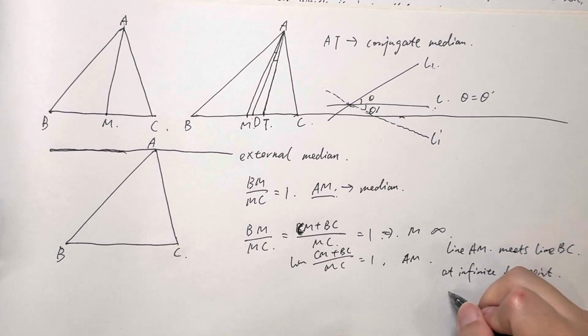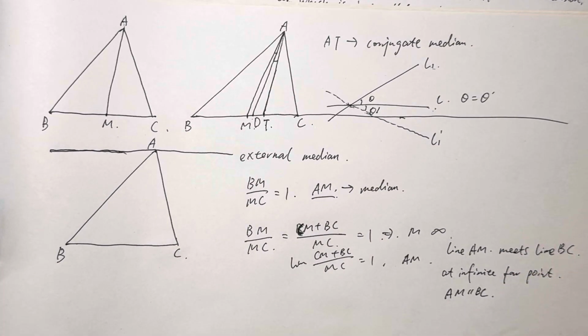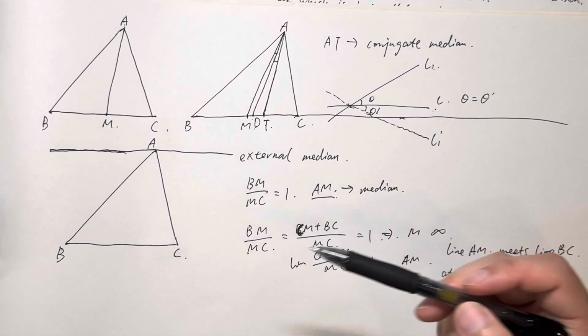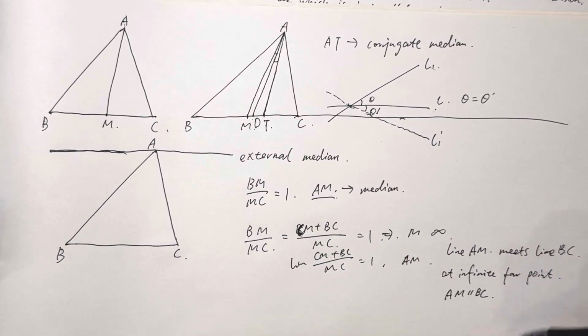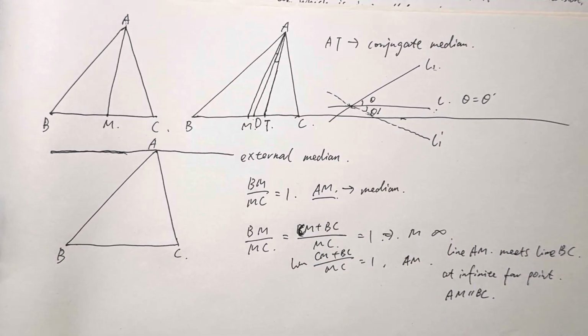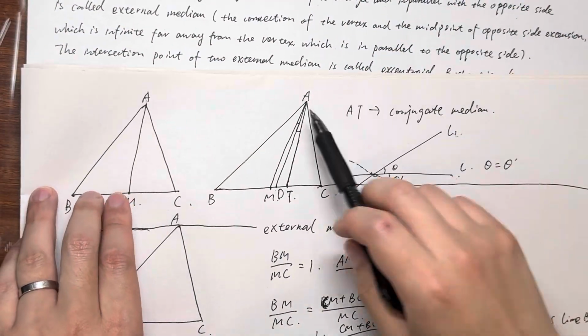Which means AM is in parallel with BC, right? And it still satisfies that BM to MC equals 1. Okay, so that's the reason we call it external median. Now we look at the second half of this definition.